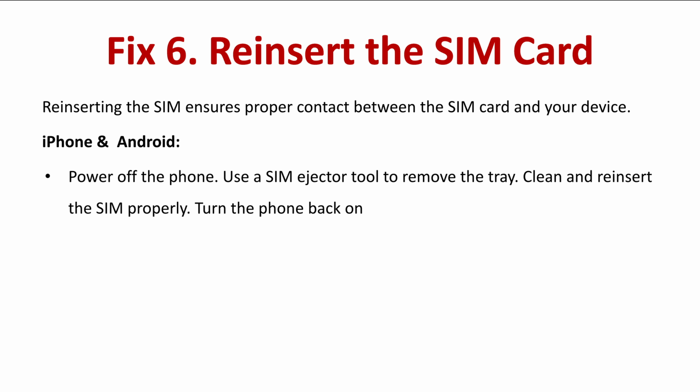Confirm reset. Sixth one is reinsert the SIM card. Reinserting the SIM ensures proper contact between the SIM card and your device, iPhone and Android. Power off the phone, use the SIM ejector tool to remove the tray. Clean and reinsert the SIM properly, turn the phone back on.